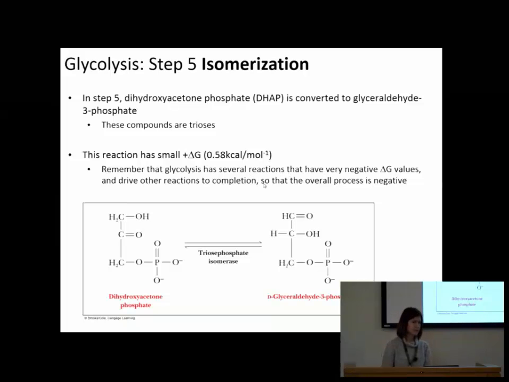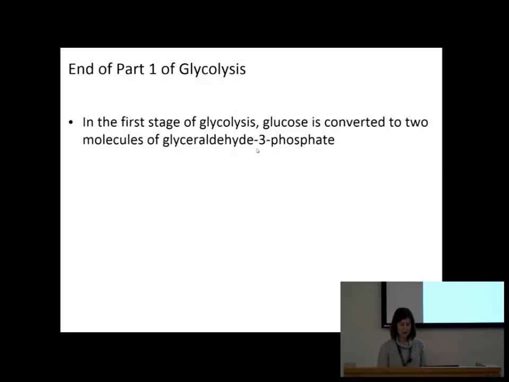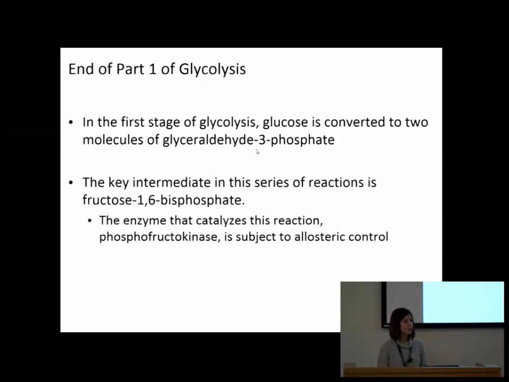But here we've taken our glucose and we've split it into 2, in 5 reactions, into 2 molecules of glyceraldehyde 3-phosphate. We've had to input 2 molecules of ATP. And then we have hexokinase and PFK that are subject to allosteric control. The PFK is very crucial to this. All right, let's go back to our document camera and finish up stage 1.